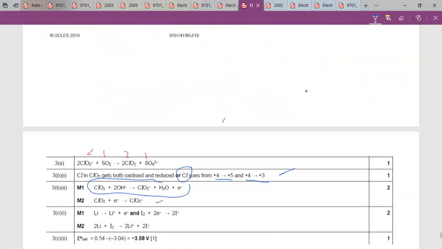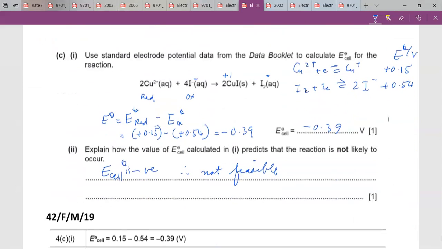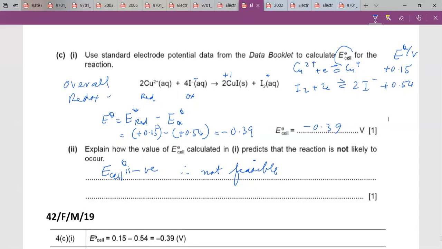Okay, right? Now this last one here. This came out last year, February time. Use the standard electrode potential data, E cell, again for this reaction. Now they give you this reaction. This is the overall redox equation. That means one of them is a half cell, the other is another half cell.